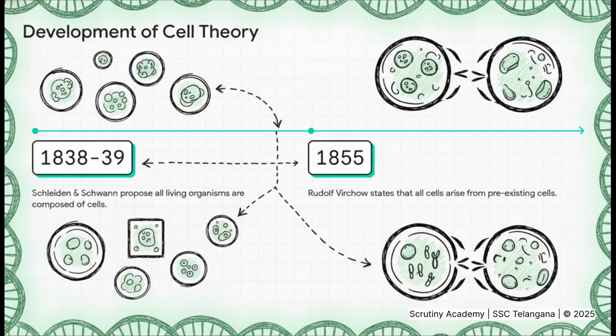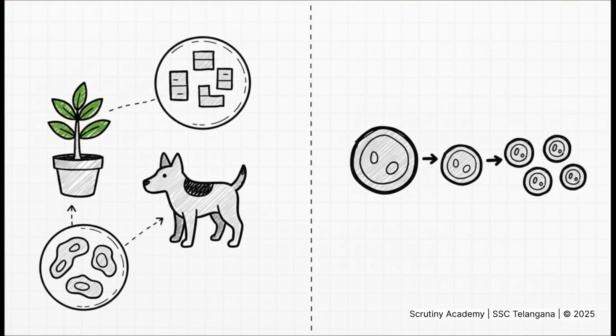Back in the 1830s, two scientists, Schleiden and Schwann, proposed this radical idea that all living things, plants and animals, are made of cells. A huge step. But they didn't know where new cells came from. That final, crucial piece of the puzzle came in 1855, thanks to a guy named Rudolf Virchow. He was the one who figured out that new cells can only come from cells that already exist.